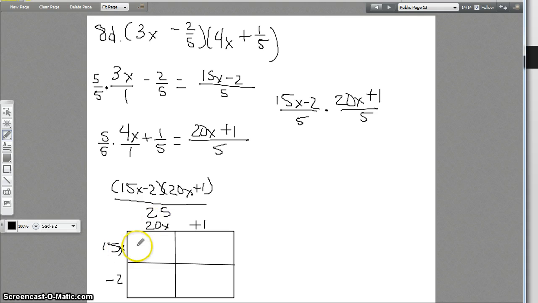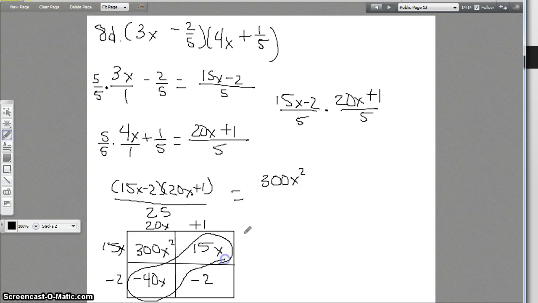15 times 20 is 300, x squared. 15x times 1 is 15x. 20x times a negative 2 is negative 40x. Negative 2 times a positive 1 is negative 2. So we can write this as 300x squared. 15x minus 40x, that's a negative 25x. And then minus 2, because that's our last part there, all over 25.